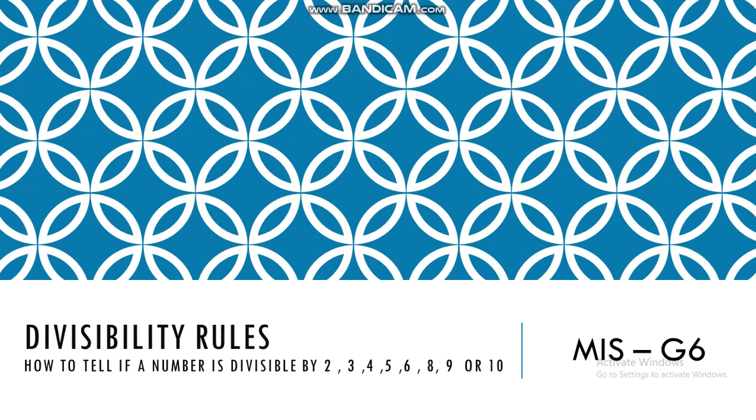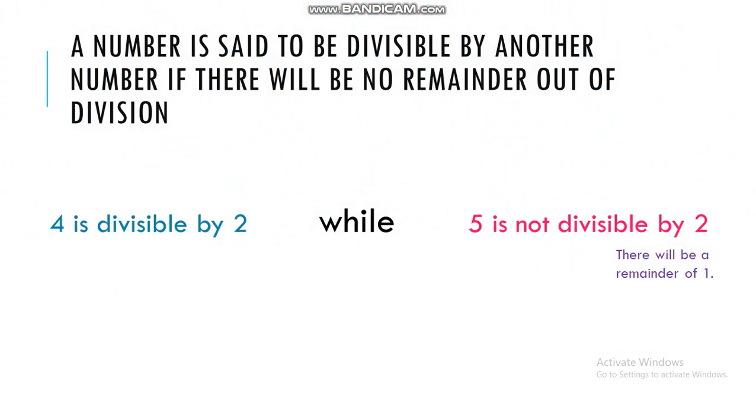Divisibility rules will be our lesson in this video. Before we start, we must know the meaning of the word divisible. A number is said to be divisible by another number if there will be no remainder out of division. As an example, 4 is divisible by 2. Why? Because when we divide 4 by 2, there will be no remainder out of division. 4 divided by 2 is 2. While 5 is not divisible by 2, because 5 divided by 2 is equal to 2 and the remainder 1.